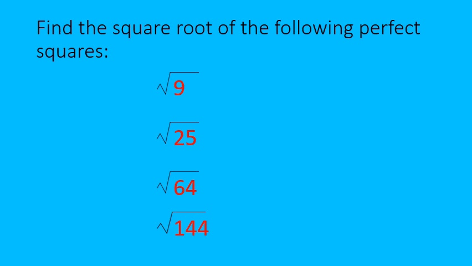The square root of 9 equals 3, because 3 times 3 is 9. The square root of 25 equals 5. The square root of 64 equals 8. And the square root of 144 equals 12.